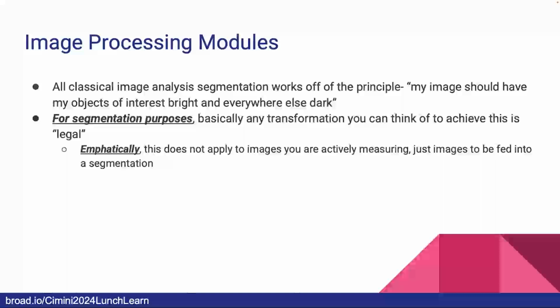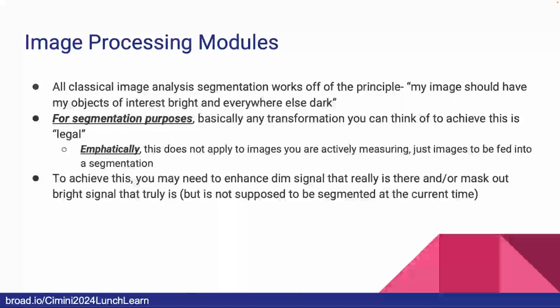But the reason that there are all these image transformation tools in CellProfiler and ImageJ and all these other places is for segmentation purposes. Do whatever you need to do to make the thing I care about bright and everything else dark. So that might mean enhancing dim signal, or masking out bright signal that's there because, crud happens.